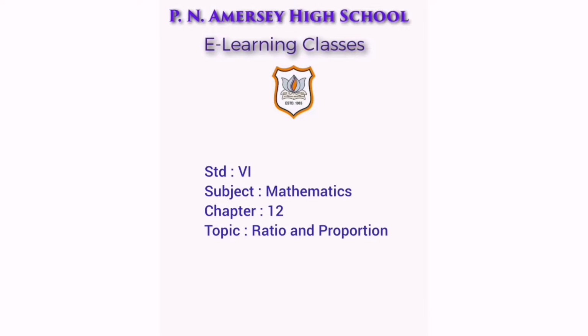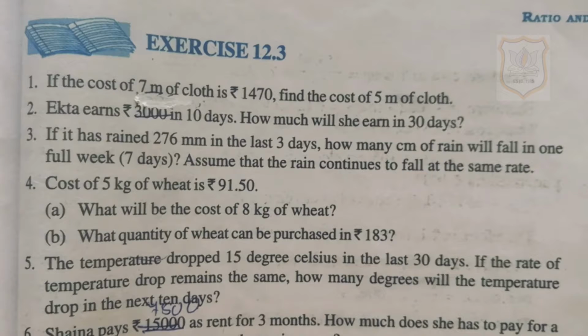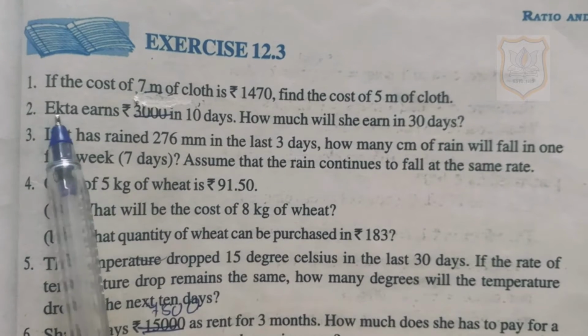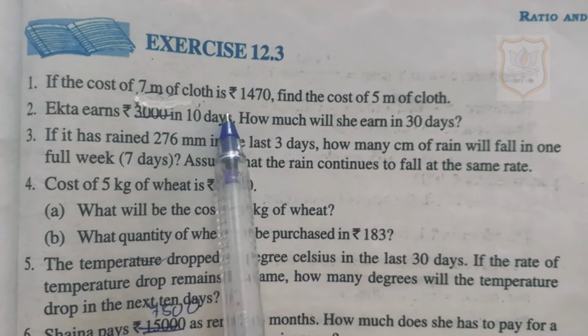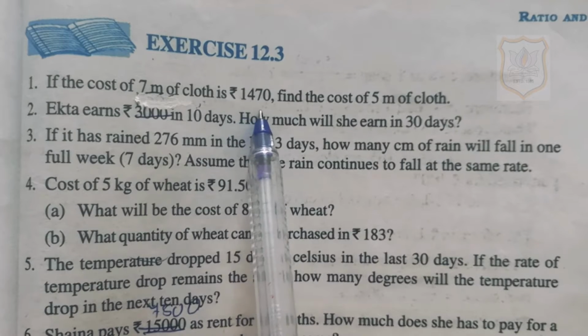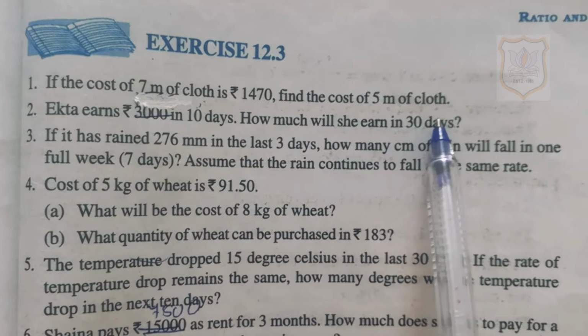We will continue with our chapter number 12, Ratio and Proportion. Exercise 12.3, question number 1. If the cost of 7 meter of cloth is rupees 1470, find the cost of 5 meter of cloth.